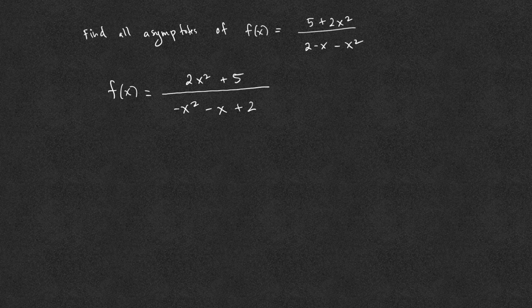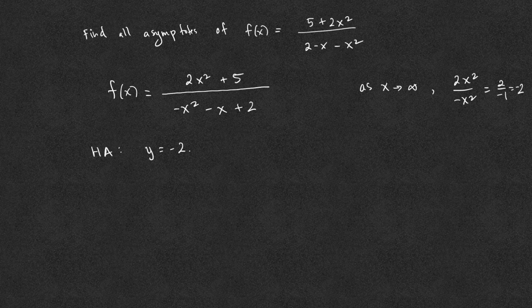We notice that the degree in the numerator, 2, is the same as the degree in the denominator, and so as x goes to infinity, the leading terms will determine the end behavior of the graph. 2x squared over negative x squared will cancel out x squared, so we end up with 2 over negative 1, which is negative 2. And so we have a horizontal asymptote y equals negative 2.